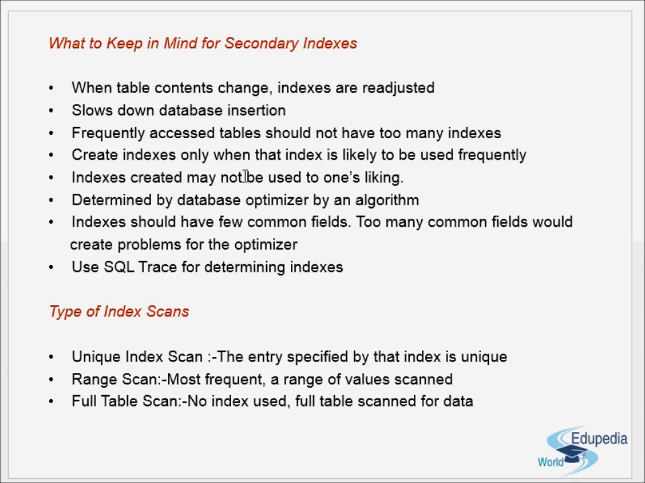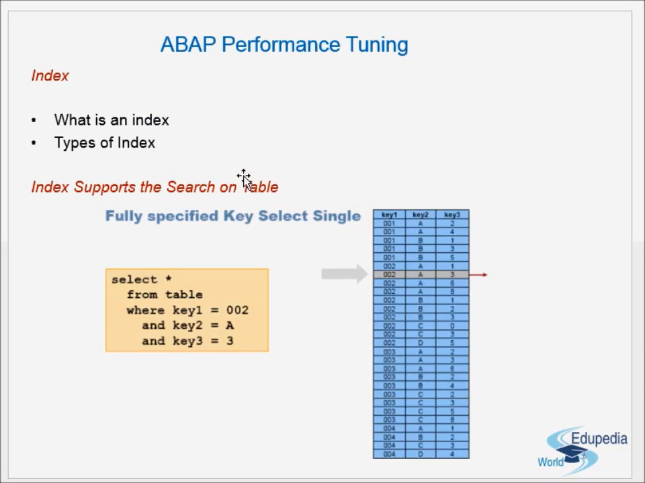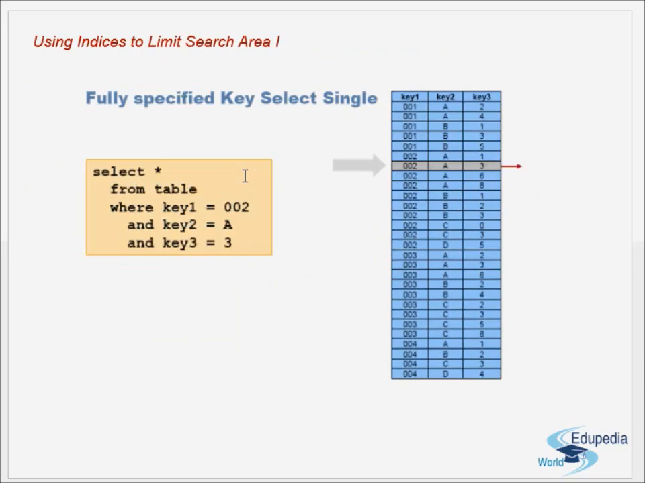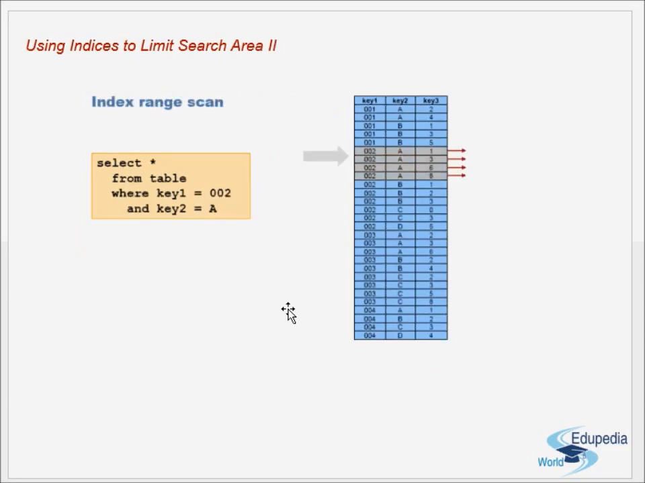So we have 3 index scans. In a unique scan, whatever entry is specified by the index is unique. This first one is a unique scan, because we have given all the key fields, all the columns in the key, and all the values for the columns are also given, so every row is unique. So that is about the unique scan.